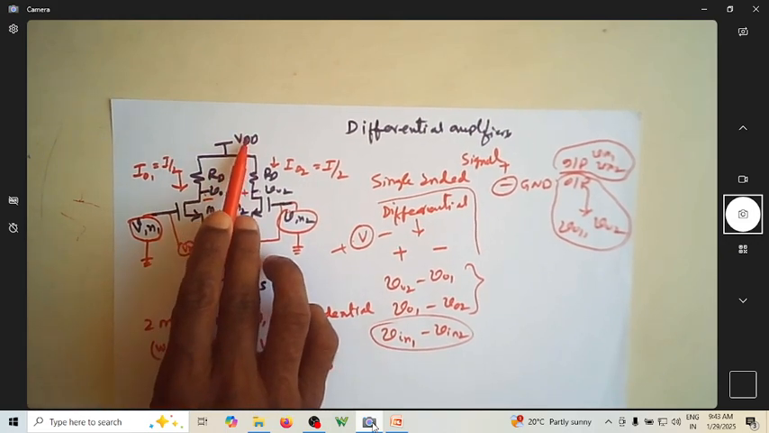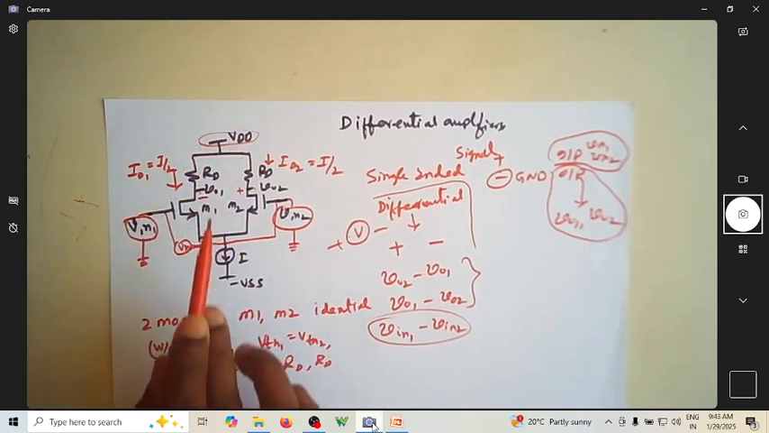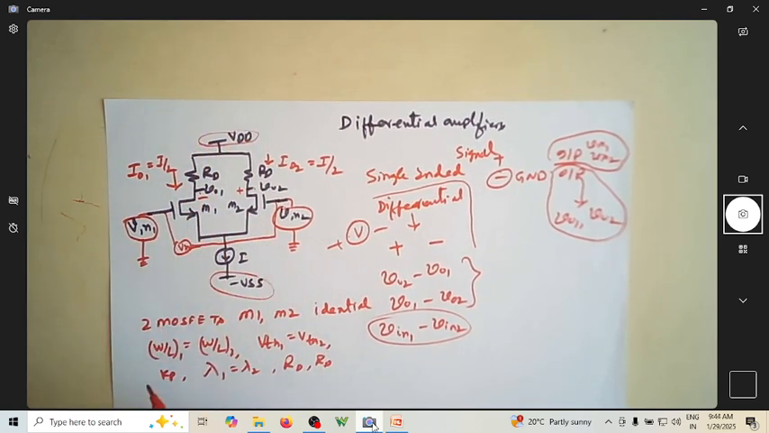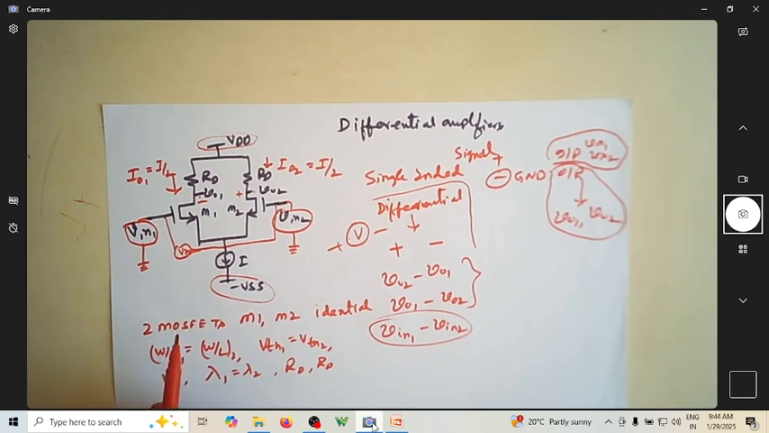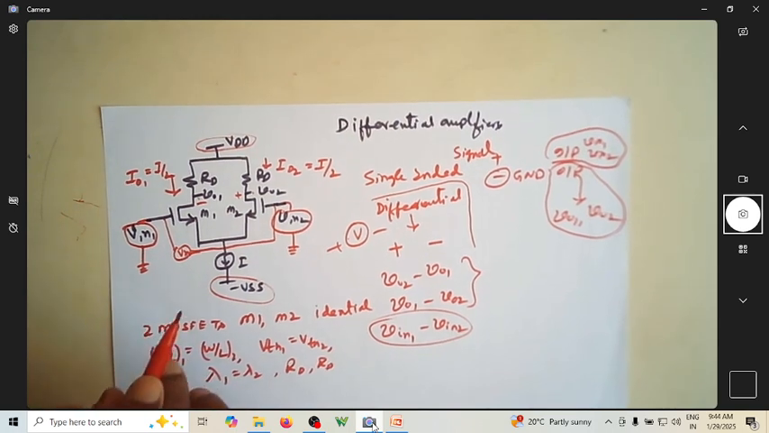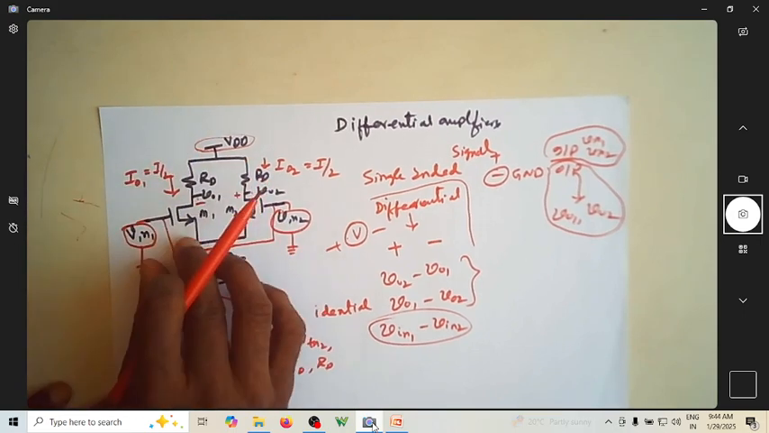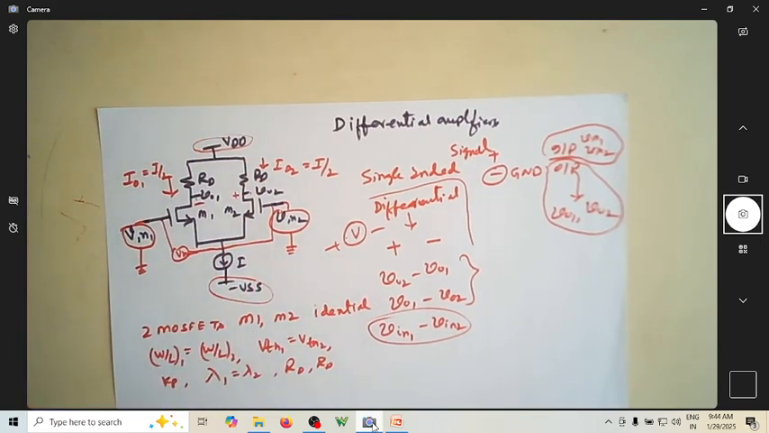And we have two supplies, one is VDD and the other is minus VSS. So this uses a dual power supply. And interestingly, for this differential amplifier, against the CS amplifier, where we usually had potential divider biasing and coupling capacitors, all those things are not there in this differential amplifier.